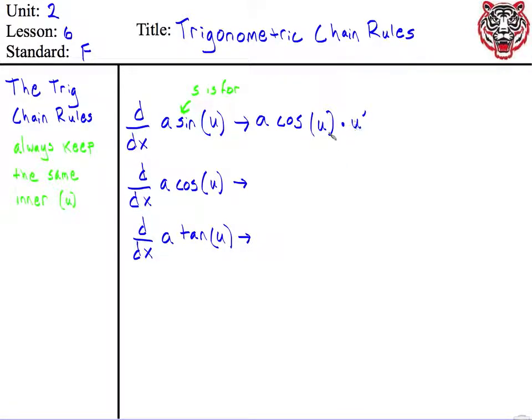Remember, we have d outer, d inner. So I just wrote d outer. The derivative of the outer, sine, is cosine. And then you always have to remember d inner. So it's always going to be cosine for sine? Always going to be cosine for sine.